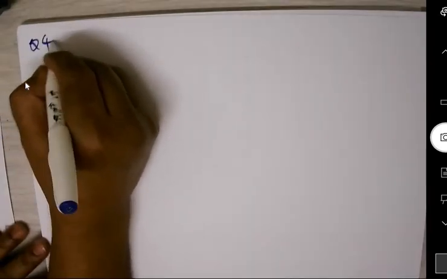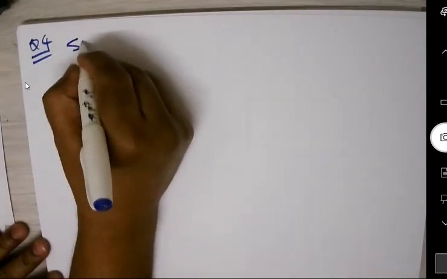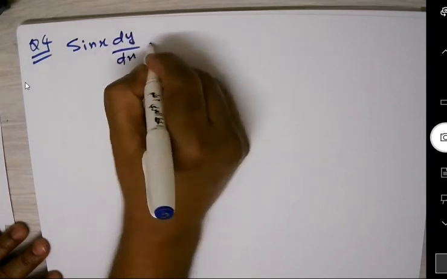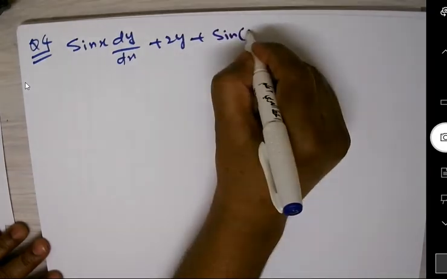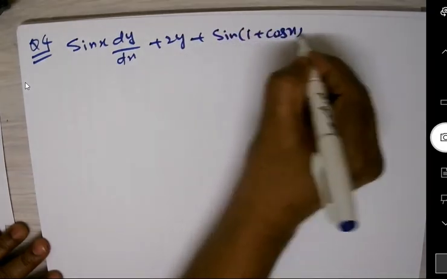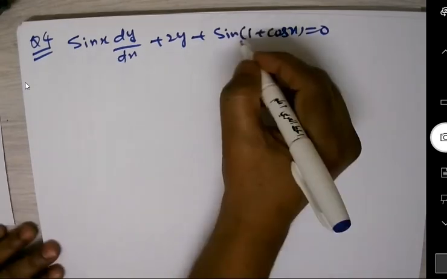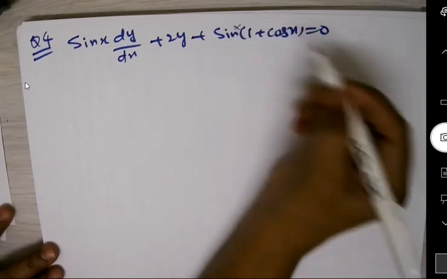Yes my dear friend. Next question for the solution of linear differential equation, I am picking question number 4. The question number 4 is: solve the linear differential equation sin x dy dx plus 2y plus sin x into (1 plus cosine x) is equal to 0. Solve this linear differential equation. So see that one here, sorry, this one is sin x, this one is here sin x.